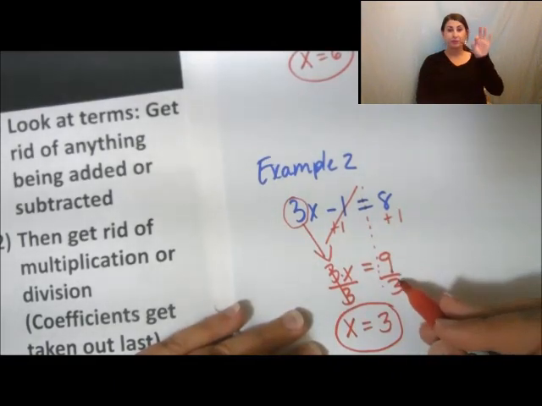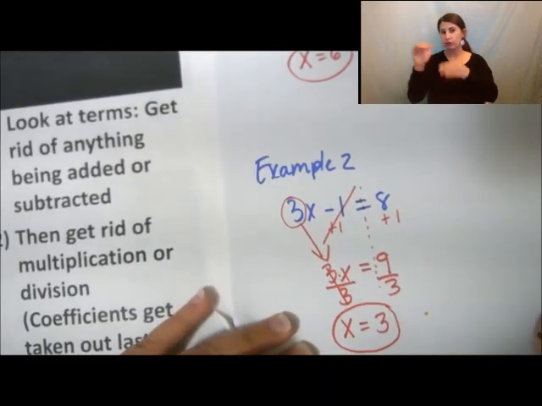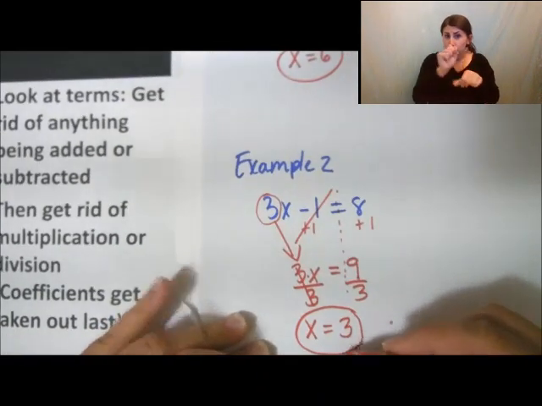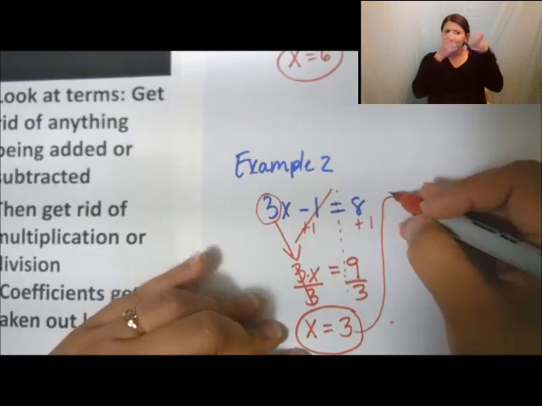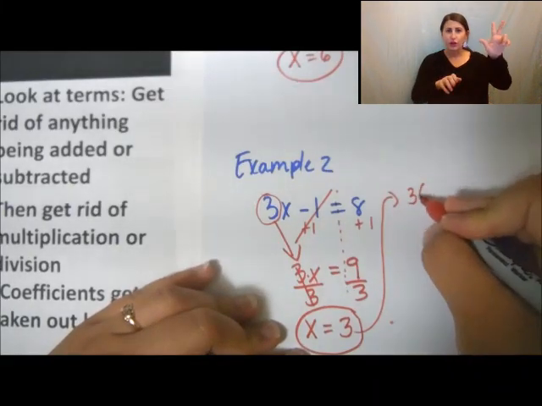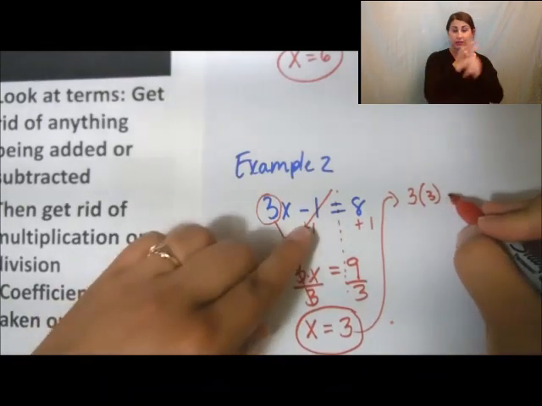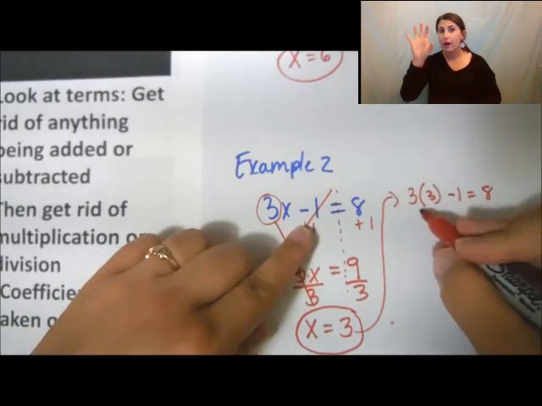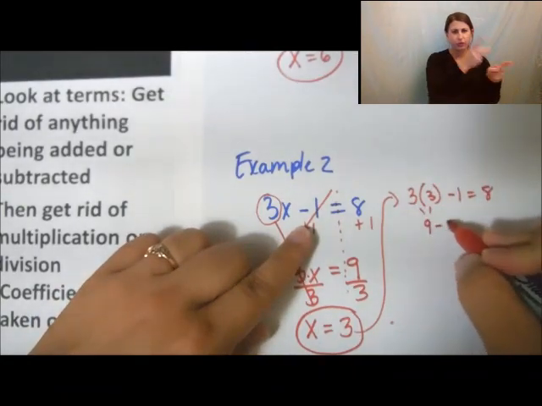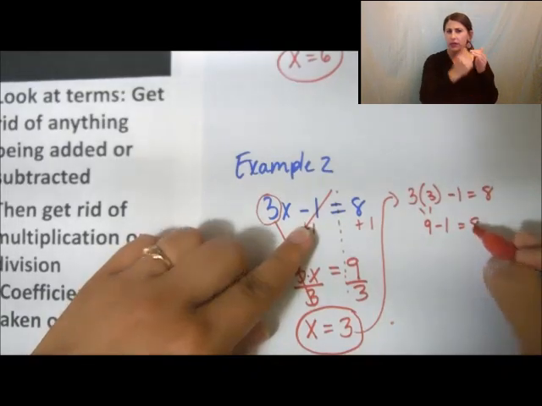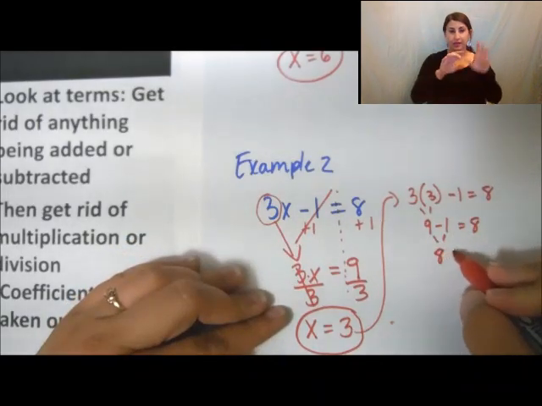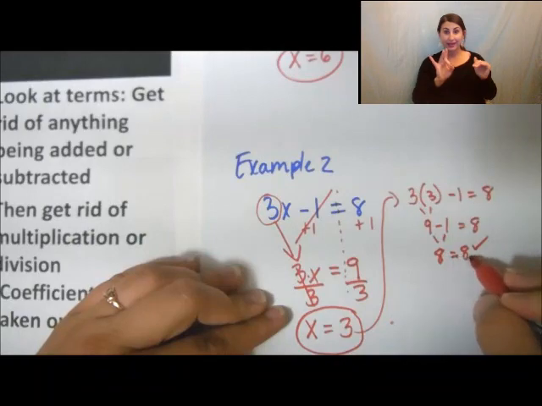There we go. 9 divided by 3 is 3. And if you want to check your work, you can check your work by plugging this back into the equation. So 3 times 3, because we're saying x equals 3, so 3 times 3 minus 1 should equal 8. 3 times 3 is 9, minus 1 should equal 8. 9 minus 1 is 8. Yep, that's true. 8 does equal 8.